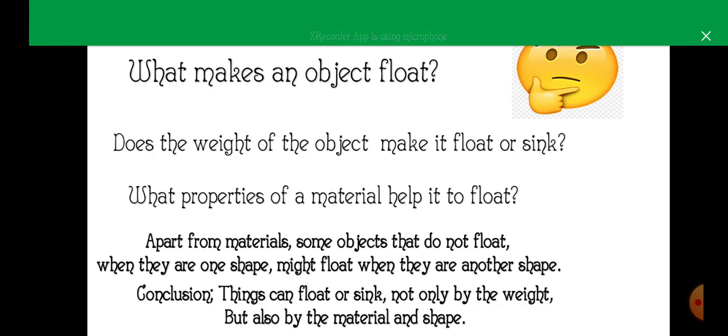So, in conclusion, things can float or sink not only by the weight but also the material and the shape of the object determines whether it floats or sinks.